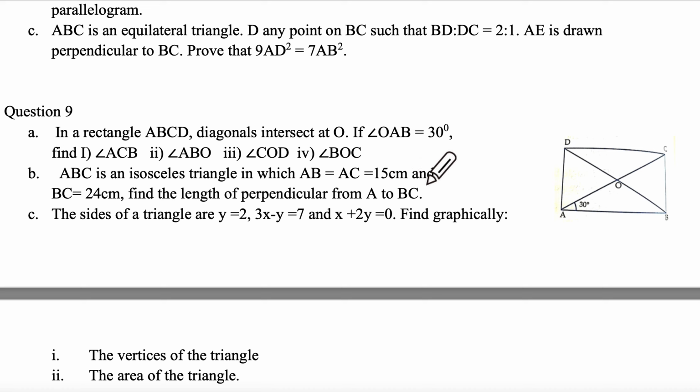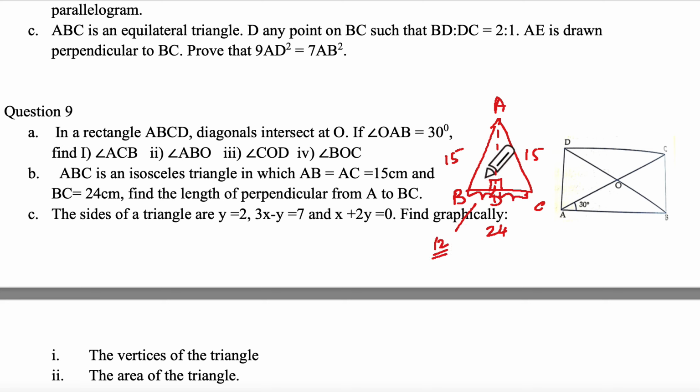ABC is an isosceles triangle, 15, BC, length of the perpendicular. This again is a very simple Pythagoras theorem question. This is ABC. This is 15. This is 15. This is 24. In yesterday's paper, we had this question. So if they ask you for 3 marks or whatever, you have to find AD. So you have to prove that BD equal to DC equal to 12.